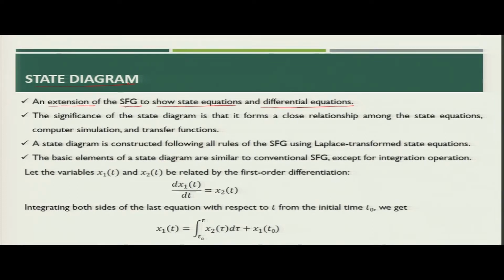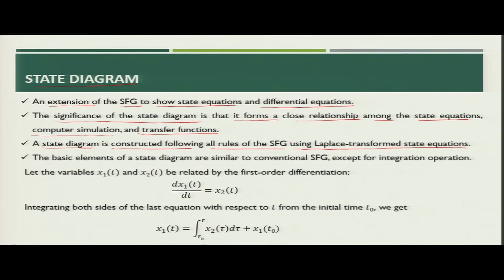Now, the significance of the state diagram is that it forms a close relationship among the state equations, the computer simulation and the transfer function. How? We will see when we discuss the state diagram in detail in this session. Basically, the state diagram is constructed following all rules of the signal flow graph, which we have seen till now, using the Laplace transformed state equation.